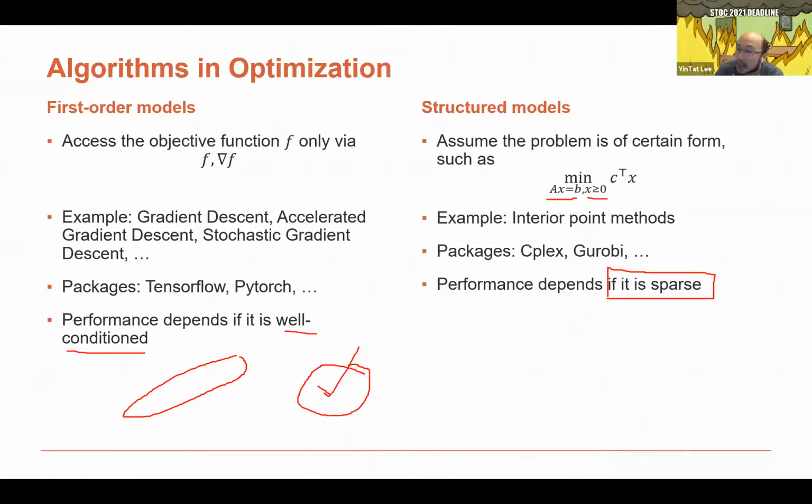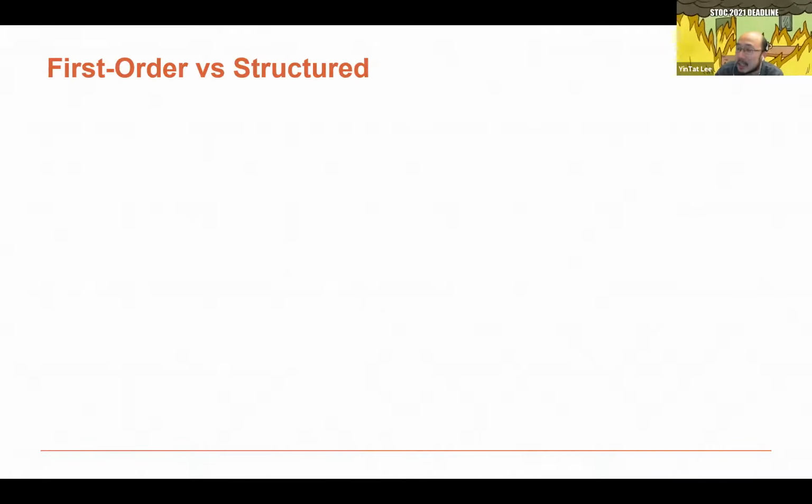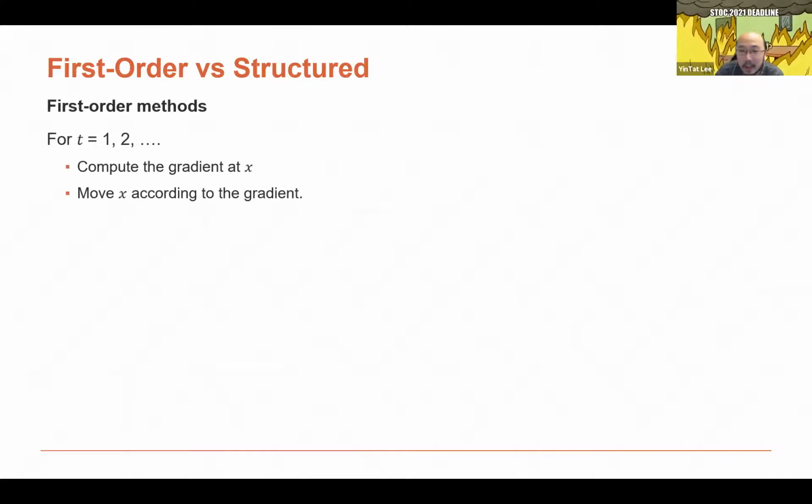What I want to argue is, even though nowadays people are very focused on deep learning, so all the software is really based on first order methods, I still want to highlight that both methods are important even nowadays. Let me just give you a classical example to showcase why first order methods are limited for some problems. All the first order methods look like this. You first compute the gradient at a certain point, and then you move the current point according to the gradient using some formula.